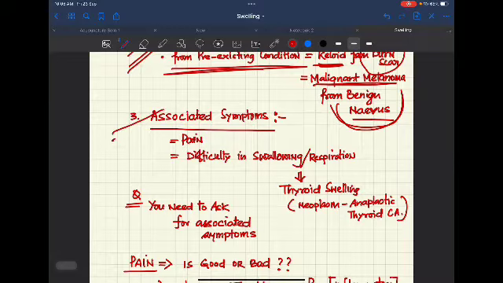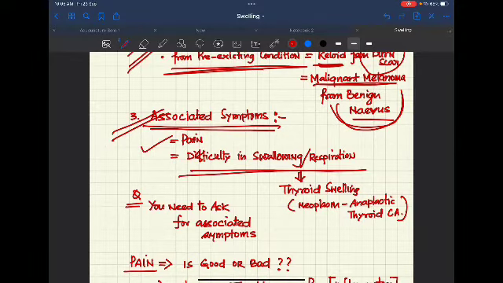Okay, now the third important point is the associated symptoms you have to ask, and the most important associated symptoms are pain and difficulty in swallowing or respiration. Like in case of thyroid swelling, it may put pressure on the breathing tube, or it may put pressure on the esophagus. So there might be some problem with swallowing as well as respiration.